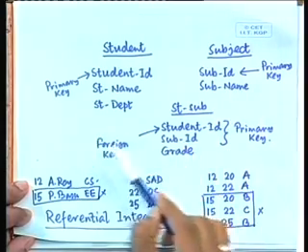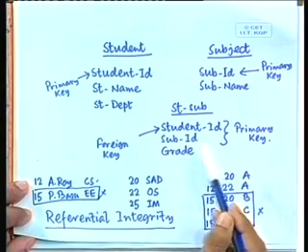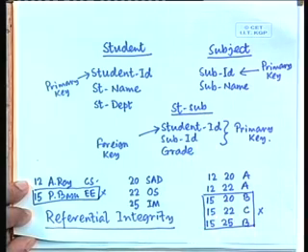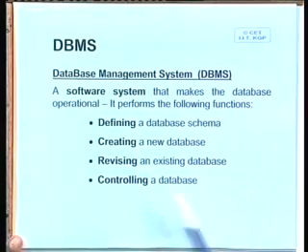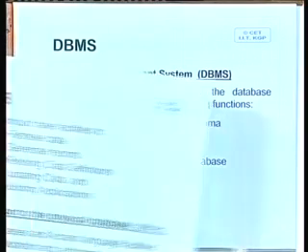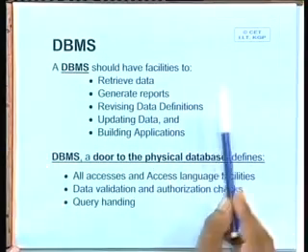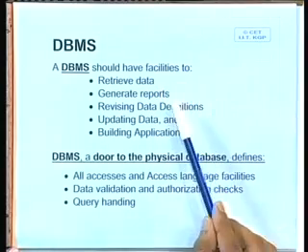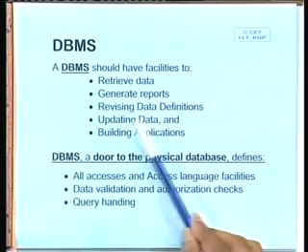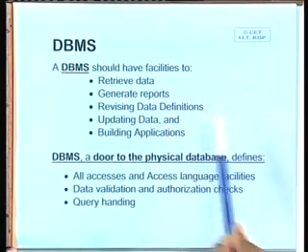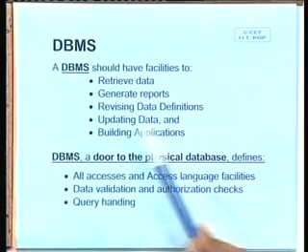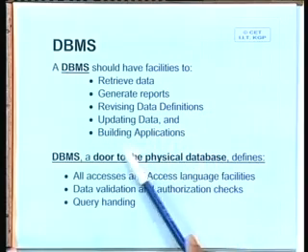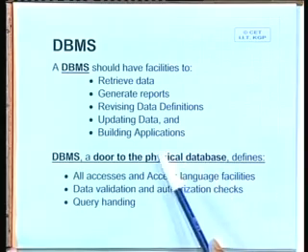Anything to do with schema is defining, creating, redefining, restructuring. Anything to do with data is modifying: add, delete, modify. And obviously we have to do controlling of the database. We should see that it is not wrongly accessed and that proper permissions are available for access. These are the different facilities that the DBMS should have. It should retrieve data. If some data is there, it should be possible to get it. Generate reports, revise data definitions, which means revising the schema, update data, which has nothing to do with definitions, and build applications, that is, write programs.